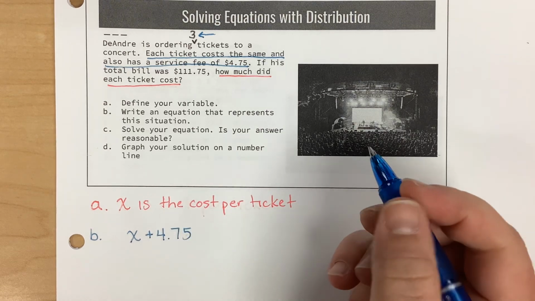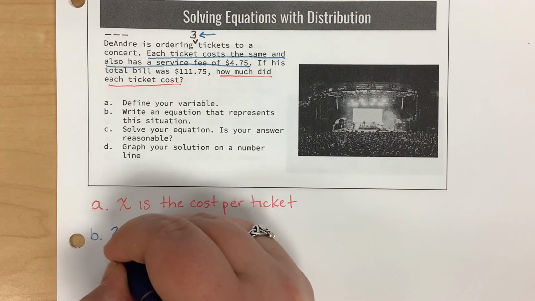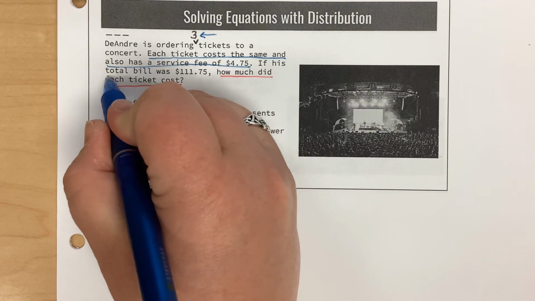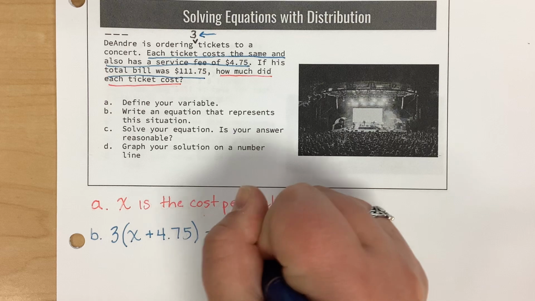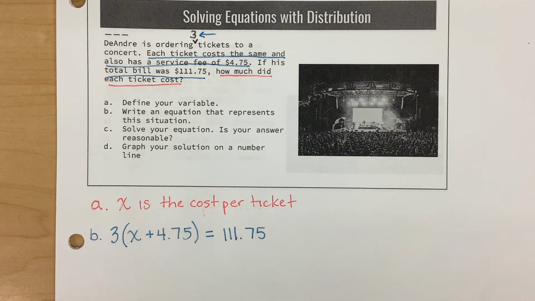$4.75. Now we know that he's purchasing 3 of these, and each of them has that service fee, so we have to multiply the sum of that by 3. We also know his total bill was $111.75, so we're going to set that equal to $111.75.